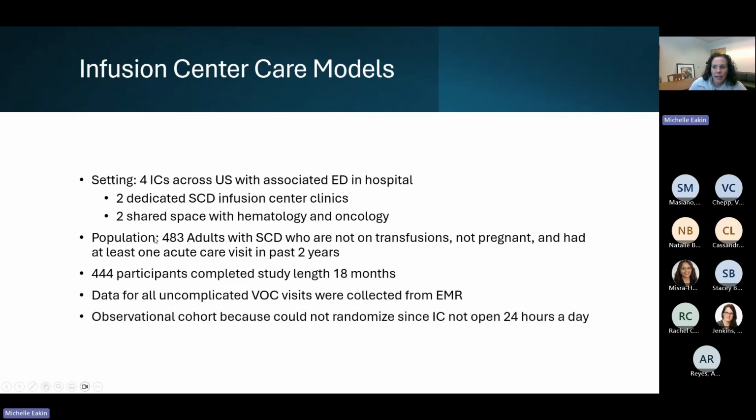2 of these centers had dedicated sickle cell infusion centers, meaning their infusion center only saw sickle cell patients. 2 were actually shared within hematology oncology, which is a unique model, but that we were able to get those hematology patients seen in that center. Our data showed that we had about 444 participants enrolled, and then we compared for their acute pain crises what their outcomes were from the EMR, whether they were seen in the infusion center or the ED. And it was an observational cohort, as I mentioned.